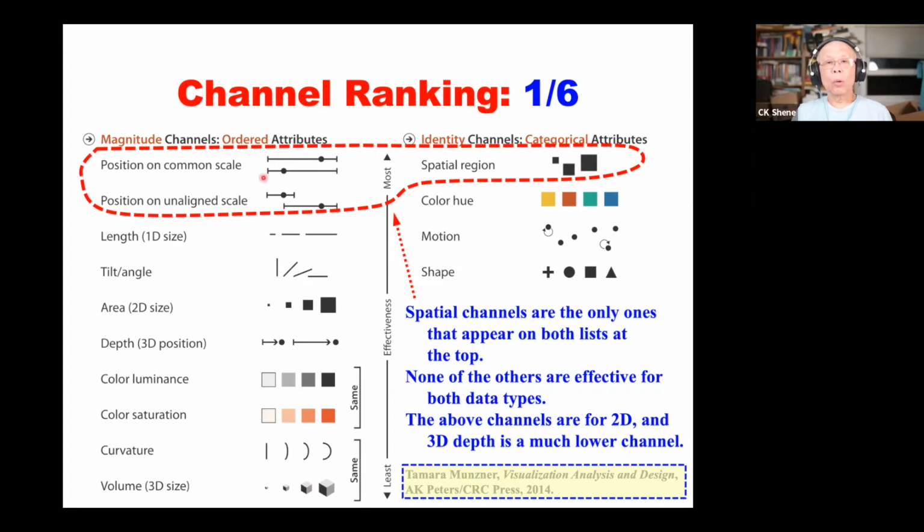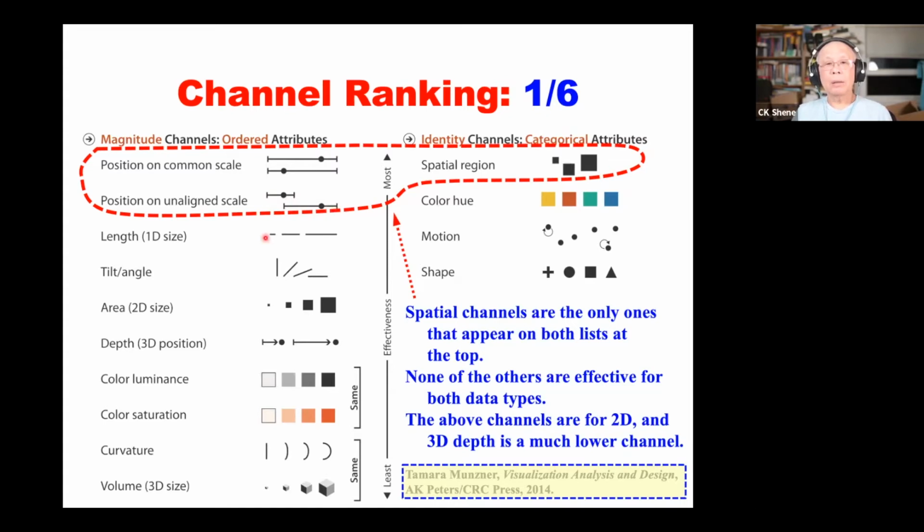So for ordered attributes, the most effective channel is position on common scale. So we have two scales, common scale, the same, and it's easy to compare. Okay, this one is larger than this one. The second most effective channel would be position on unaligned scale. We have two scales, unaligned. This scale is shorter than this scale. Sometimes we are still able to compare, but sometimes we may have difficulty.